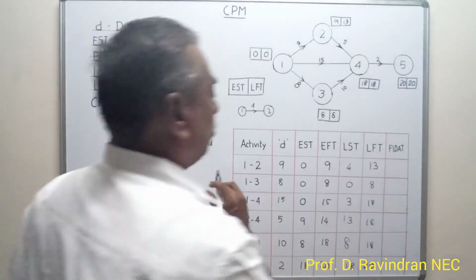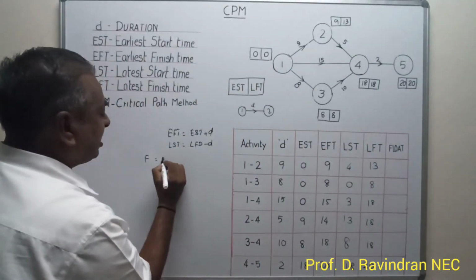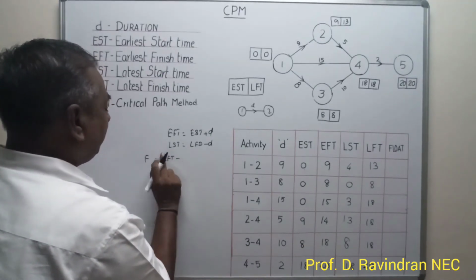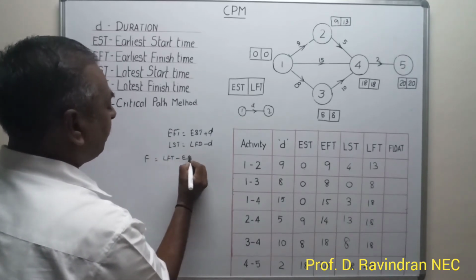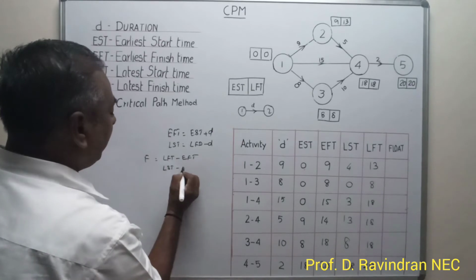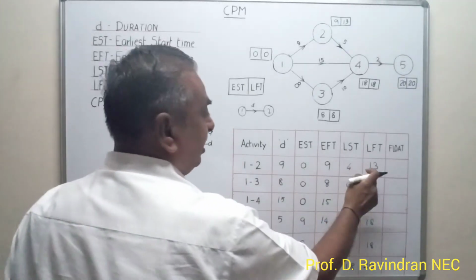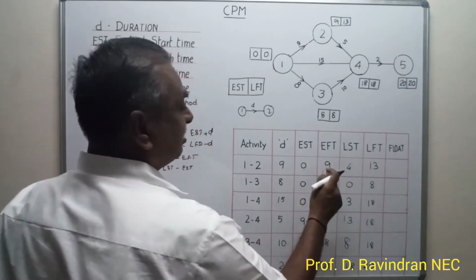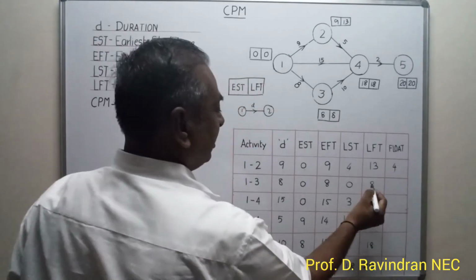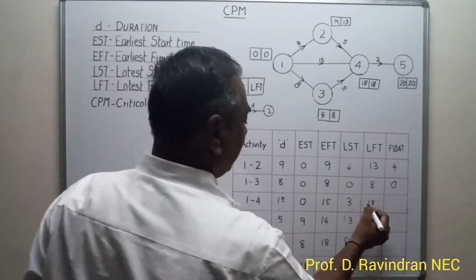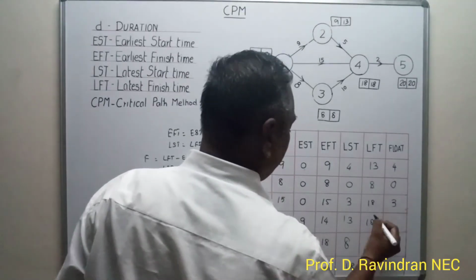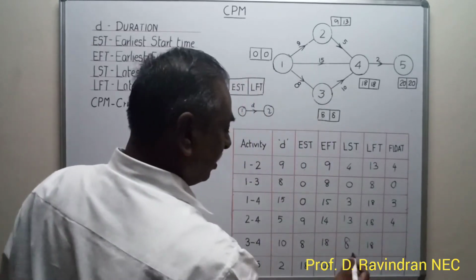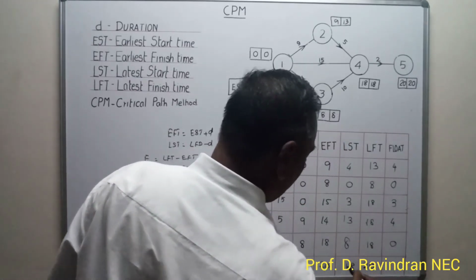Now for the float, either we can use LFT minus EFT, or LST minus EST. LFT minus EFT, that is 13 minus 9 is 4, 8 minus 8 is 0, 18 minus 15 is 3, 18 minus 14 is 4, 18 minus 18 is 0, and 20 minus 20 is 0.